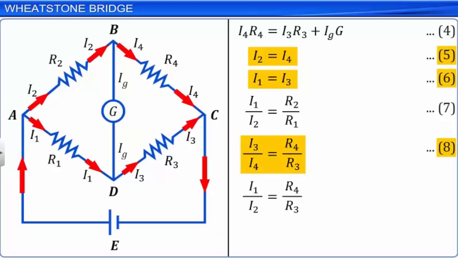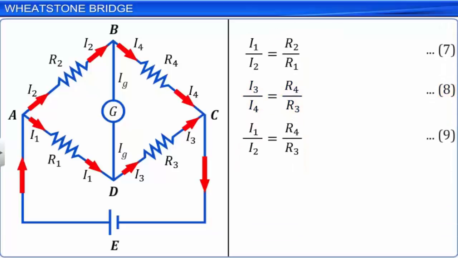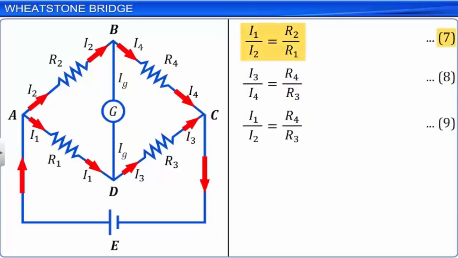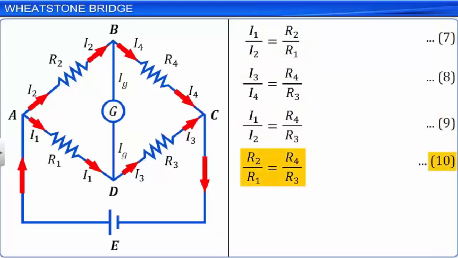From equations 7 and 9, we can write R2 divided by R1 is equal to R4 divided by R3. Let this be equation 10. Equation 10 denotes the relationship between the four resistors for the galvanometer to produce zero or null deflection. This relation is therefore called the balance condition.